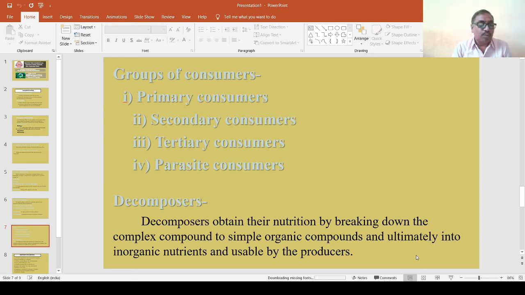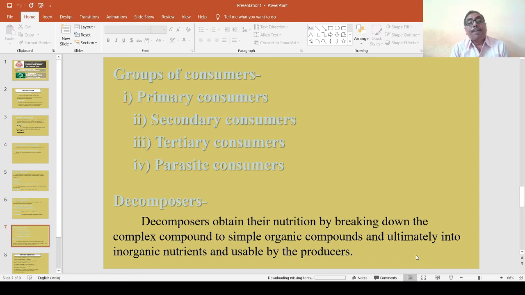Another group of consumer is a secondary consumer. These are carnivorous and omnivorous animals. Carnivorous are flesh-eating animals. Omnivorous are flesh as well as plant-eating animals. And secondary consumers are fox, cat, dog, human, many birds, etc. Then tertiary consumers. These are top carnivorous animals which depend on other carnivores or omnivorous and herbivorous animals as their food. And the top carnivores are lion, tiger, hawk, etc.